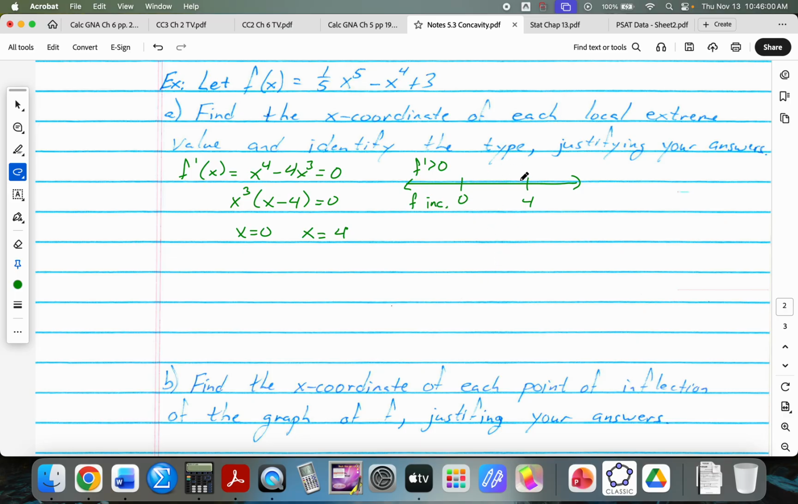Between 0 and 4, say +1, that'll be 1 times -3. That's negative, so f prime less than 0 means that f is decreasing. And if I pick a value larger than 4 and substitute it in, x cubed and x minus 4 are both positive. F prime is positive here, so that means that f is increasing.